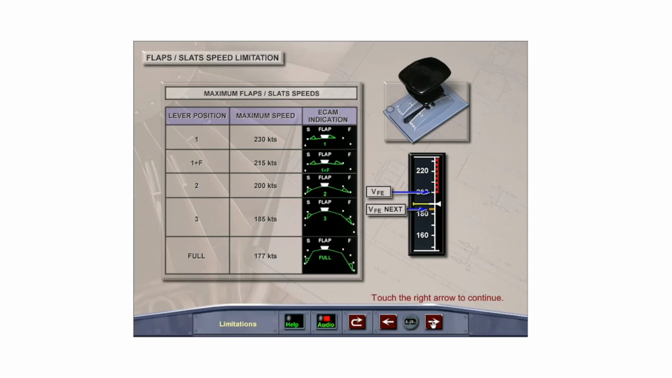Once a flap selection has been made, VFE, the max flap extension speed for that configuration, is represented by the red and black strip on the PFD. VFE next, the maximum speed at which the next greater flap selection can be made, is represented on the PFD speed scale by a pair of amber bars. Slow to less than this speed before making the next flap selection.